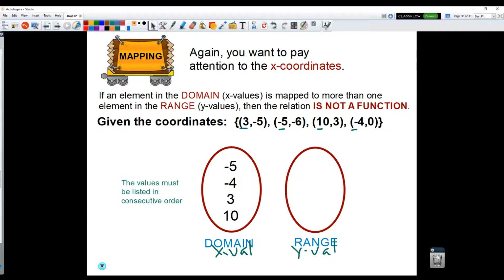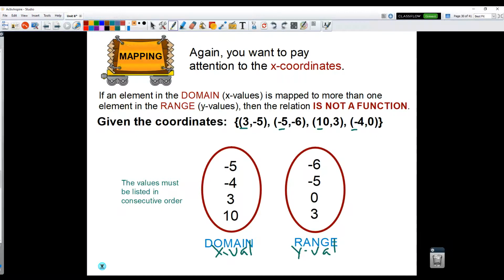For my range, I'm going to order them also in consecutive order from the smallest to the biggest. So I have a -5, -6, 3, and 0. So my smallest value is the -6, and the -5, then the 0, and the 3.